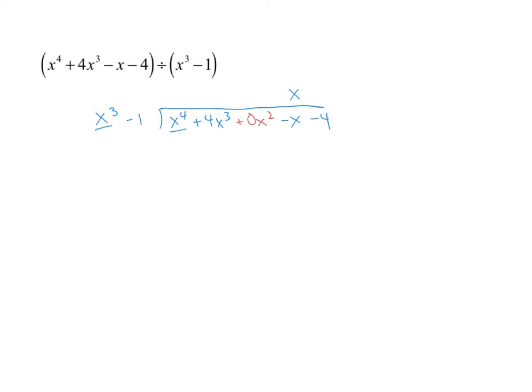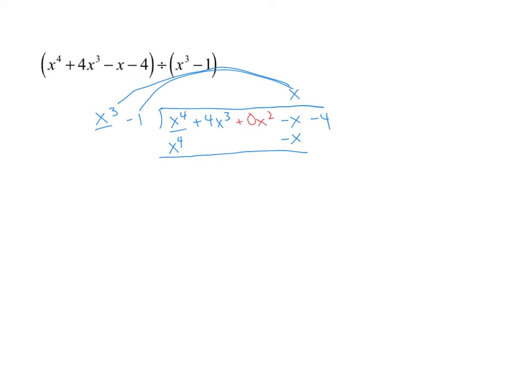And then I multiply x times x to the third and x times minus 1. X times x to the third is x to the fourth. It goes below x to the fourth. And x times minus 1 is minus 1x. That's going to go below my x term. So I always want to line up my terms by power.